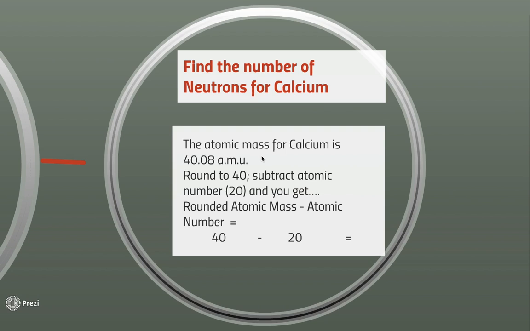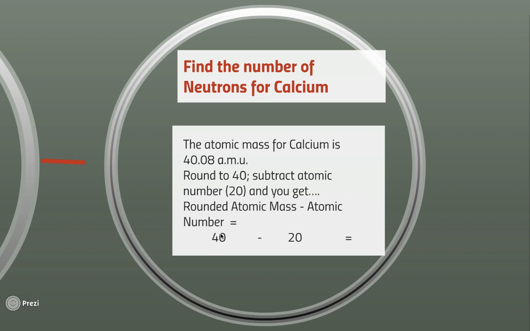So if you look at the periodic table, find element number 20, you'll see 40.08. We round that to 40. Why do we round it to 40? Well, if the number to the right of the decimal is less than 5, then we round down to 40. If it had been 5 or greater, we would round up to 41. But it's not, so we're going to leave it at 40.